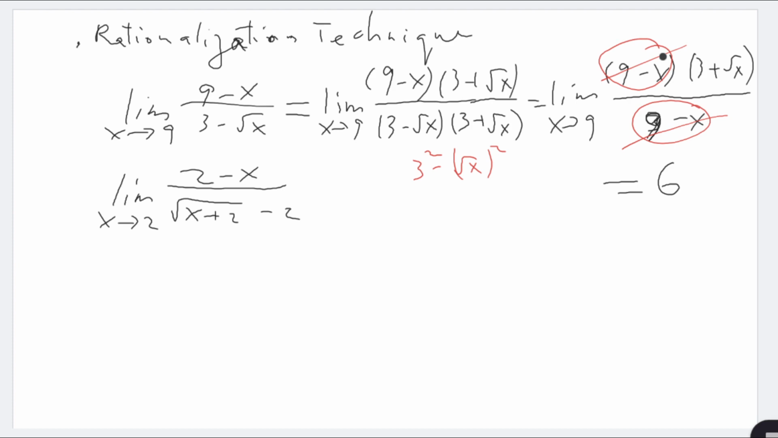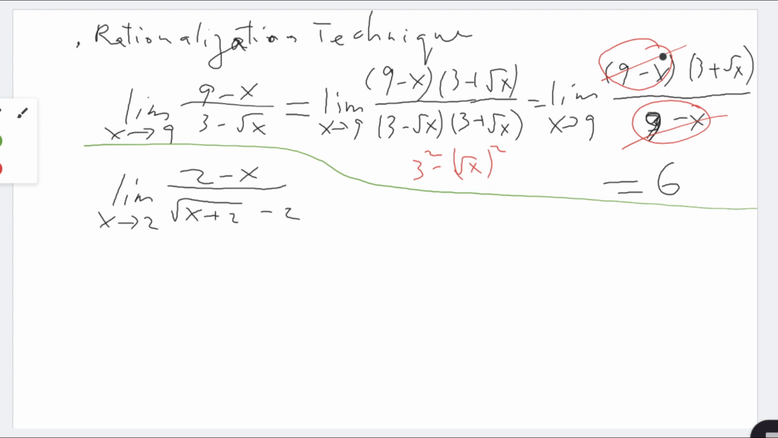All right, so this is an example where we rationalize the denominator to get rid of the troublemaker. Eventually, we can plug in, find the limit. So this is how the rationalization technique works. Let's see one more example.